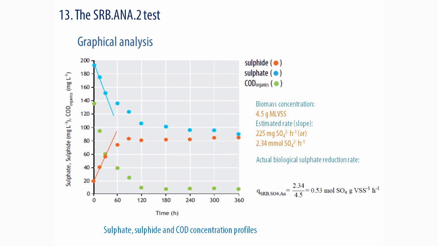The amount of biomass in the reaction vessel was 4.5 grams of mixed liquor volatile suspended solids per litre. The working volume of the batch reactor was 2.5 litres. Therefore, the actual biological sulphate reduction rate was estimated as 0.53 millimoles of sulphate per gram of volatile suspended solids per hour.